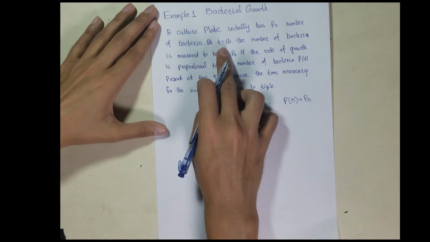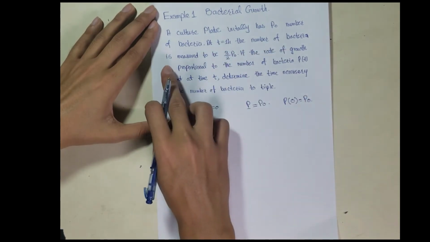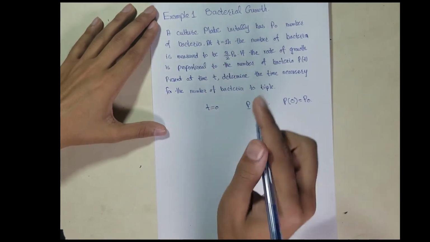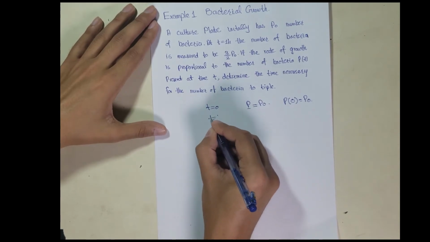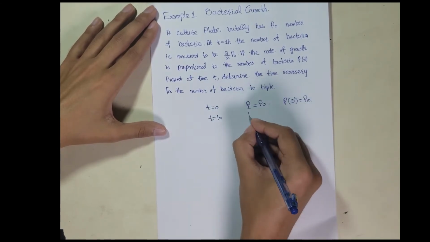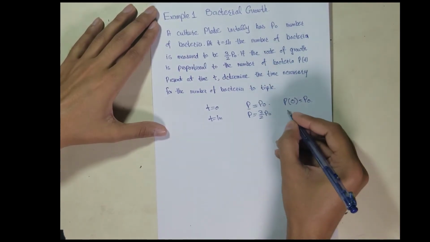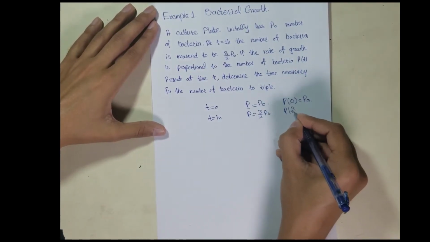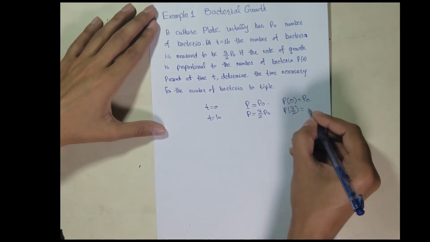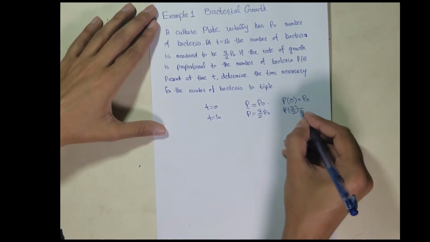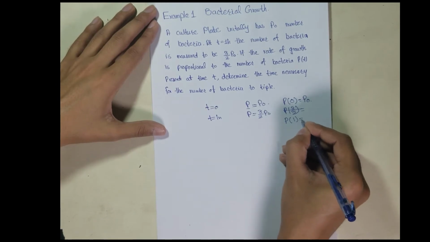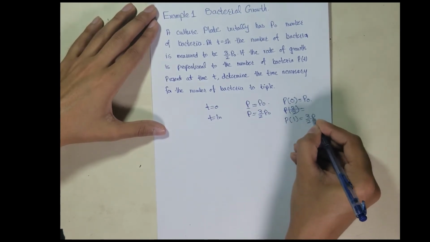At time t is equal to 1 hour, the number of bacteria is measured to be 3 by 2 of p naught. So another condition is that at time t is equal to 1 hour, our bacteria is equal to 3 by 2 of p naught. So this is the second condition: at time t is equal to 1 hour, our population is equal to 3 by 2 of p naught.